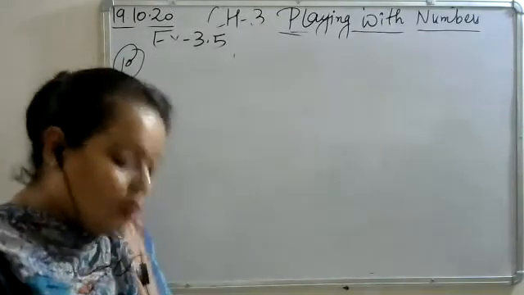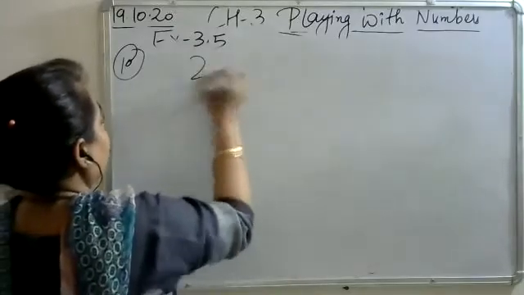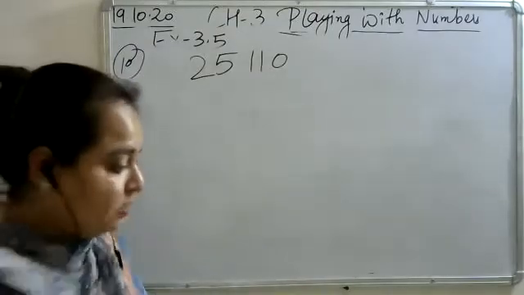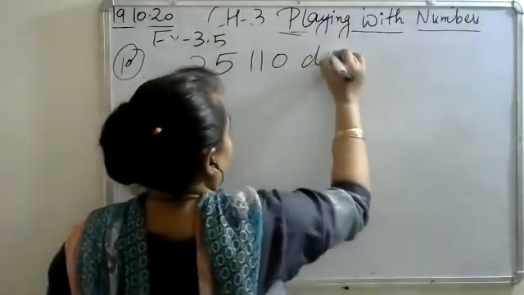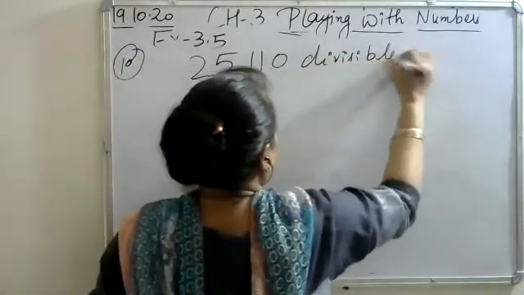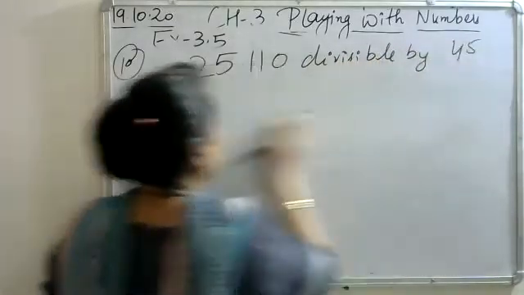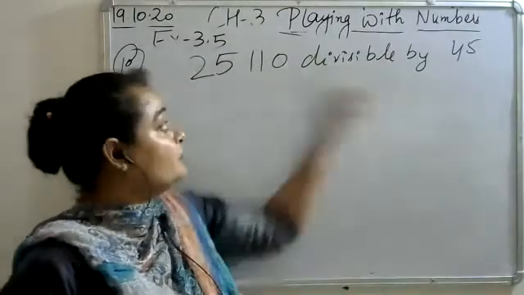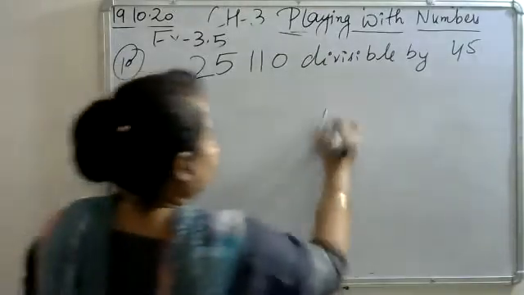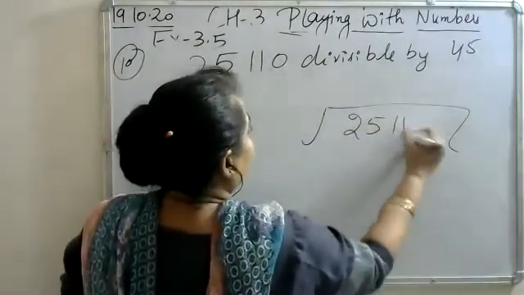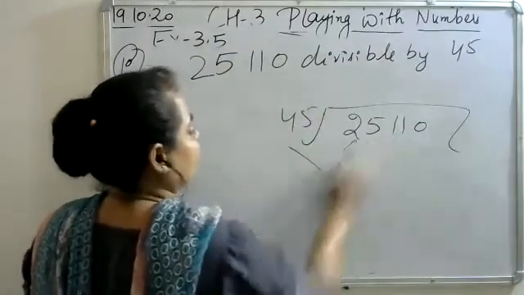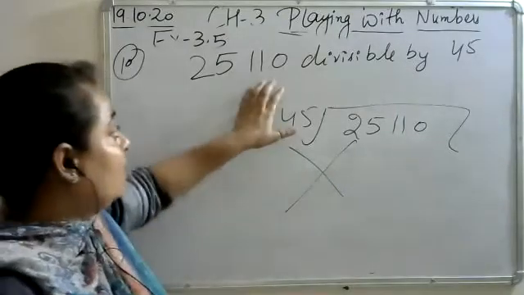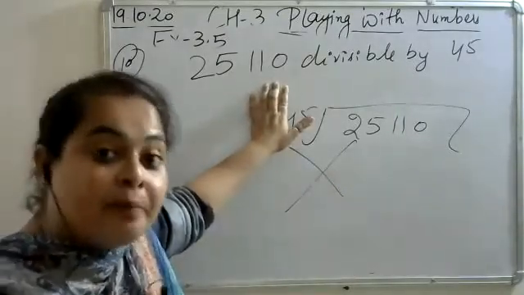Determine if 25,110 is divisible by 45. Now, you will not directly divide this by 45 like this. That is incorrect. You will not directly divide. You will solve this sum by using the property.